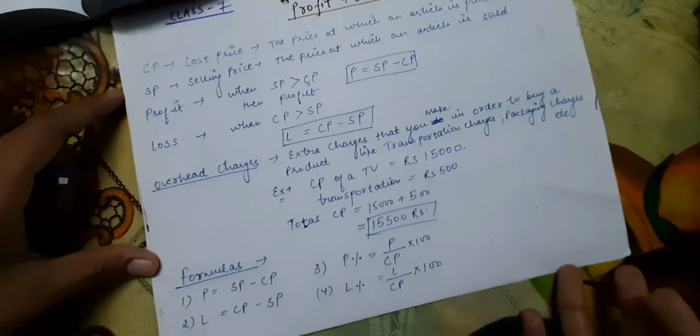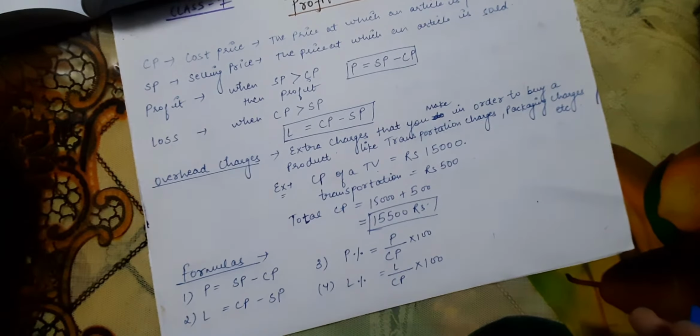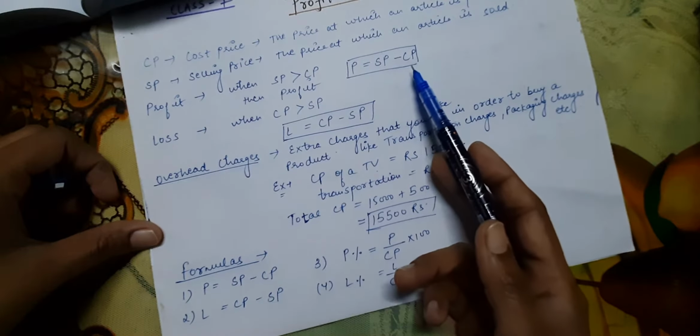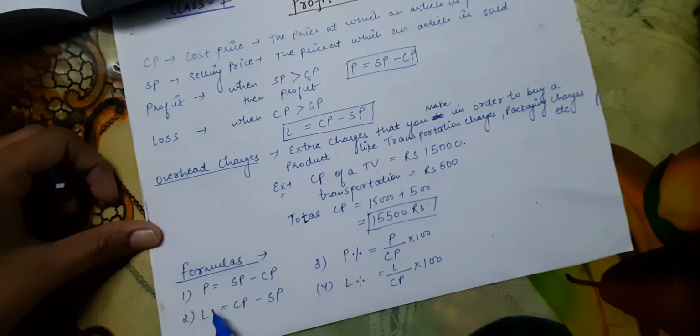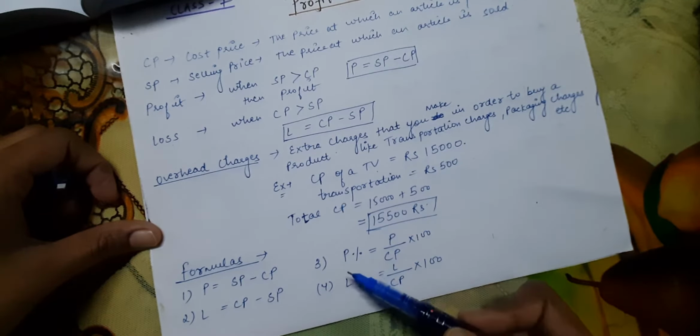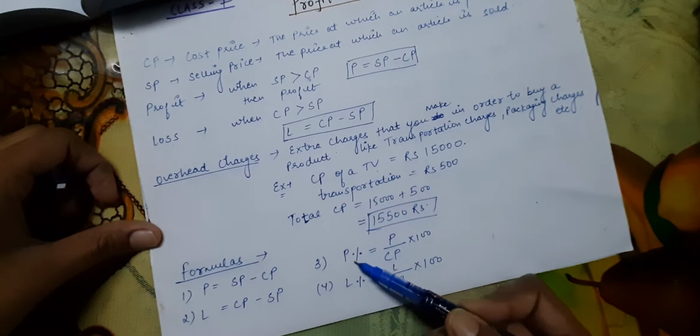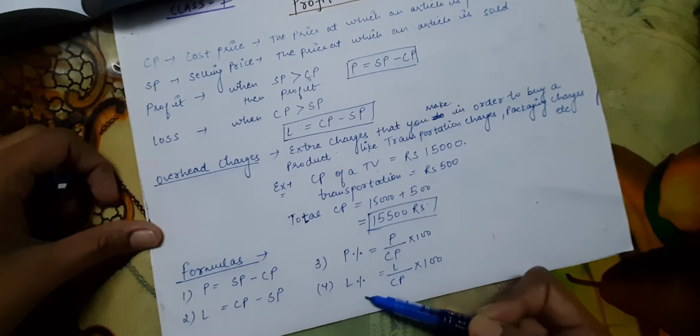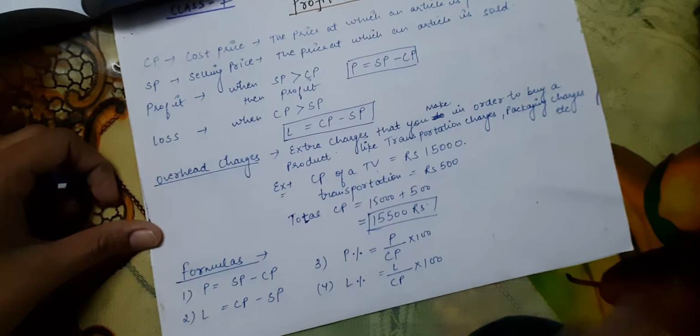Understood? Now we will see the formulas we are going to use in this chapter. First one is for the profit. I have mentioned it in the above portion also. You will have profit when your selling price is greater than your cost price. You will have loss when your cost price is greater than your selling price. If in the question it is asked that you have to calculate profit percent or loss percent, then those formulas are here. For profit percent, you will use profit upon cost price into 100, and for loss percent, you will use loss upon cost price into 100.